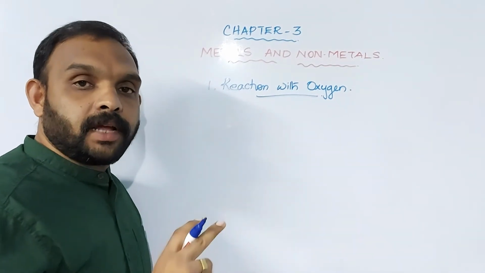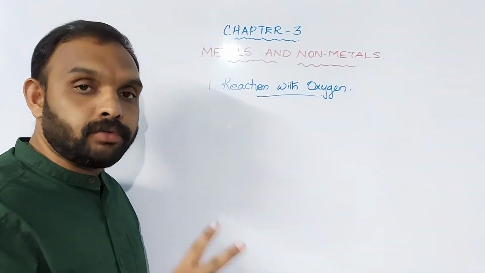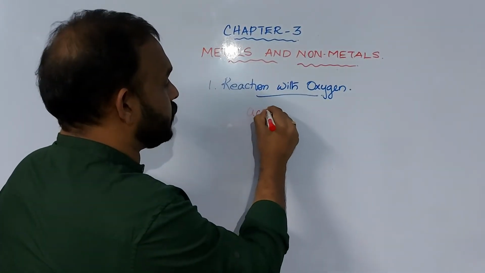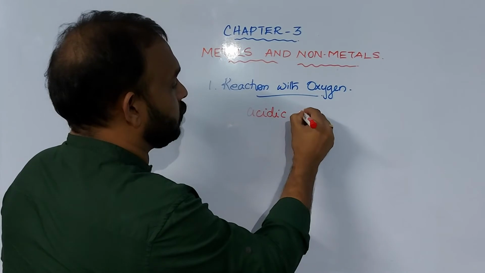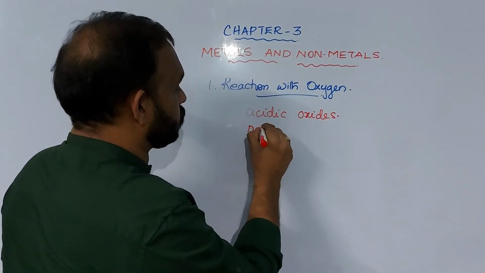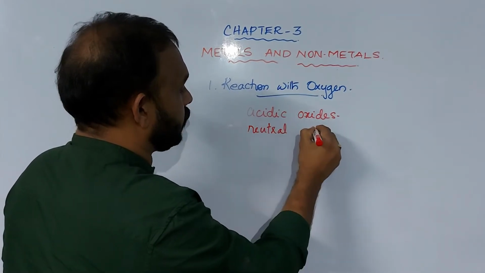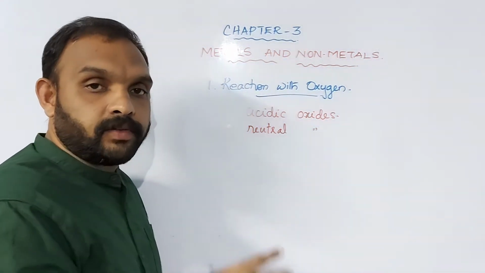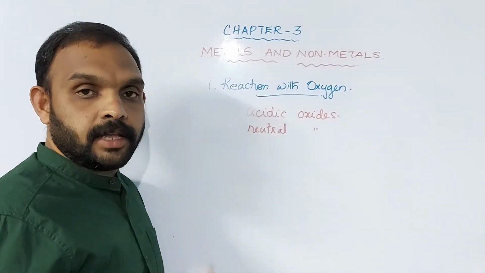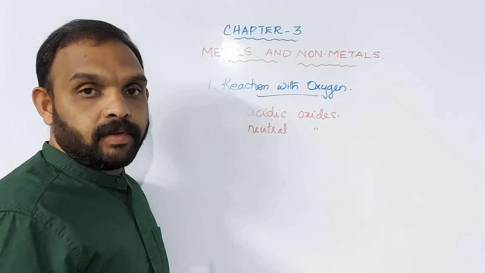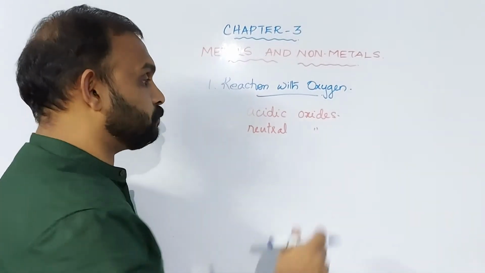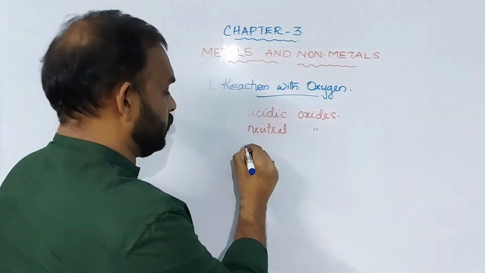These non-metallic oxides have two characters: either they will be neutral or acidic. They will form neutral oxides or acidic oxides. Let us see some examples. When we dissolve these acidic or neutral oxides in water, we get an acidic solution or a neutral solution. For example, nonmetals like carbon.